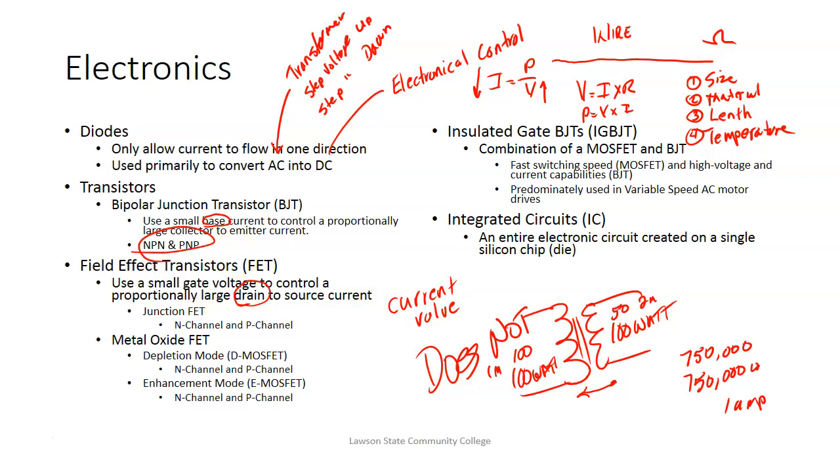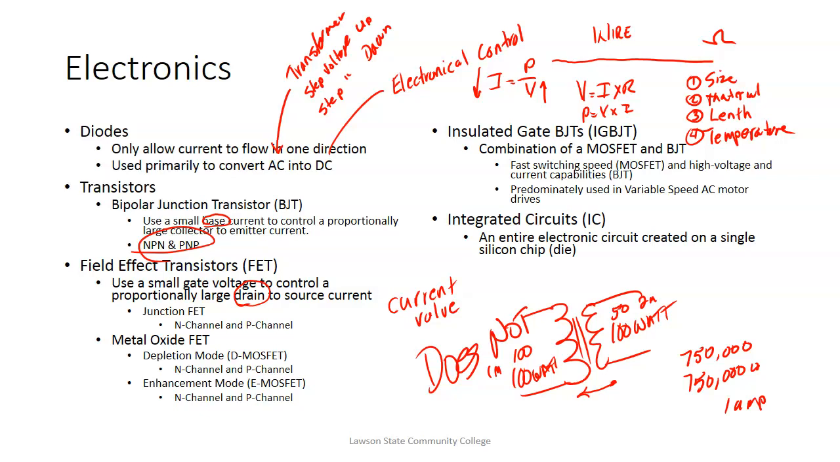Insulated gate BJTs we're not going to look at, and then ICs. Integrated circuits are when we take an entire circuit and put it on a piece of silicon. So what happens is that this reduces the size of everything. It means we can't handle a lot of power, but we can make a lot of decisions.